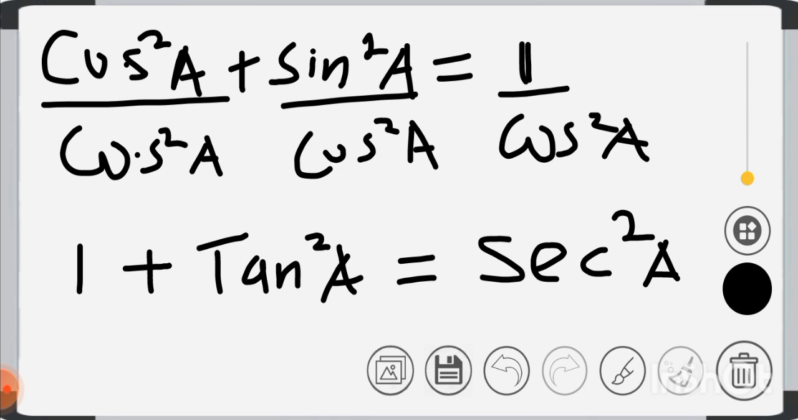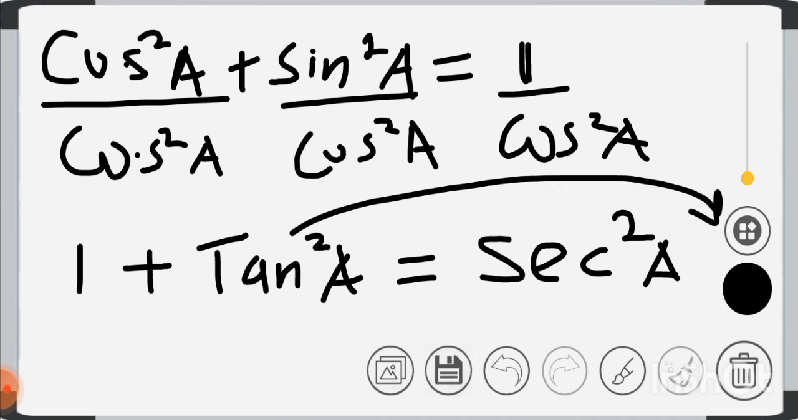If you want to make 1 the subject of the formula, you just move this tan to the other side. This tan will turn to minus. It will now be sec squared a minus tan squared a is equal to 1. So take note of that.